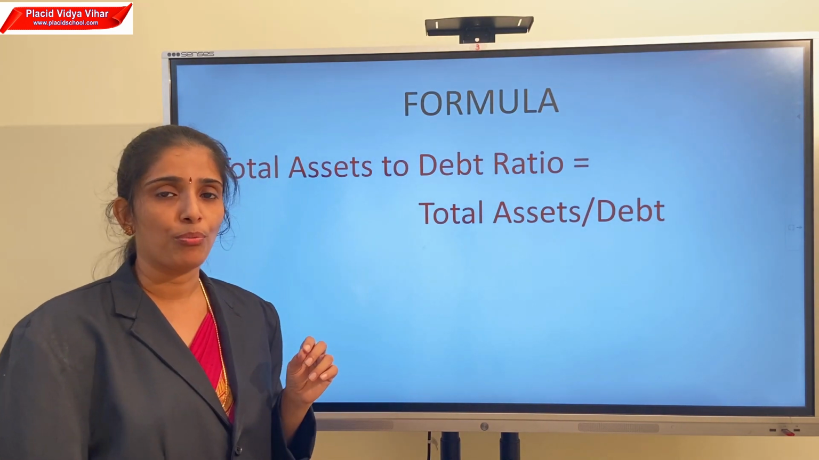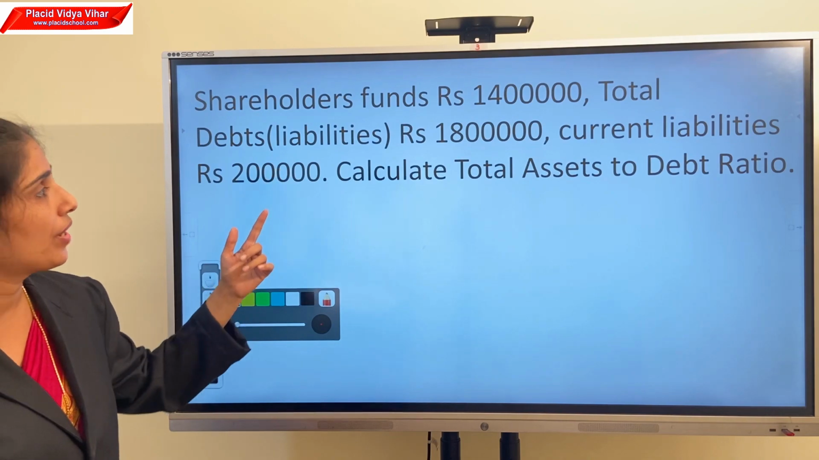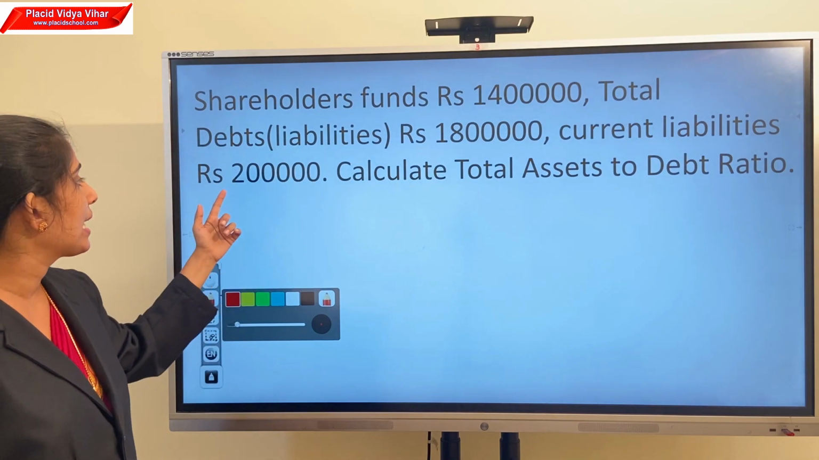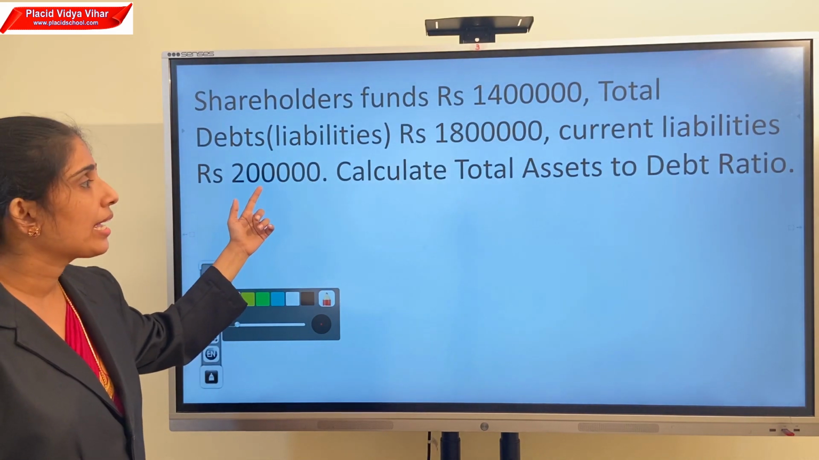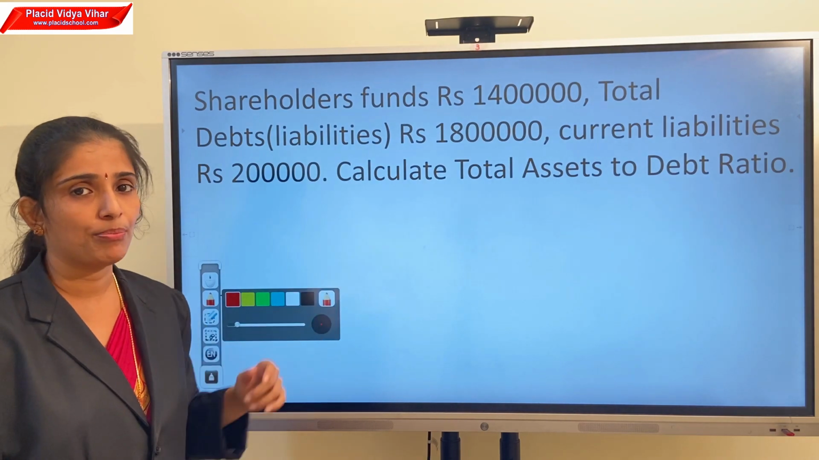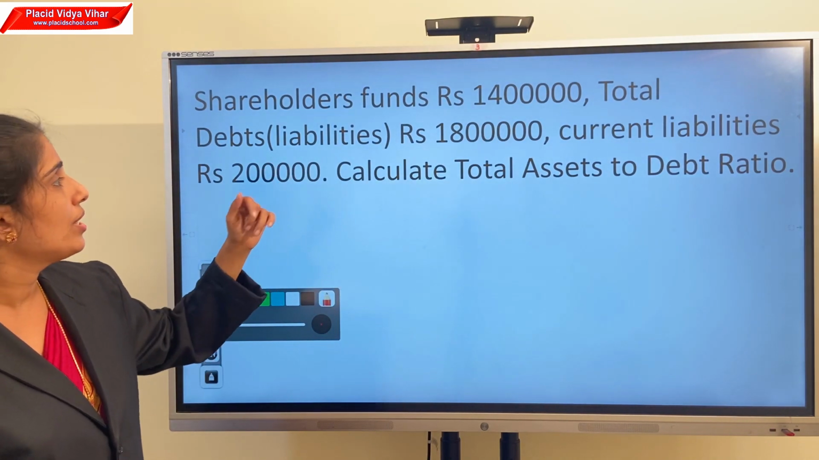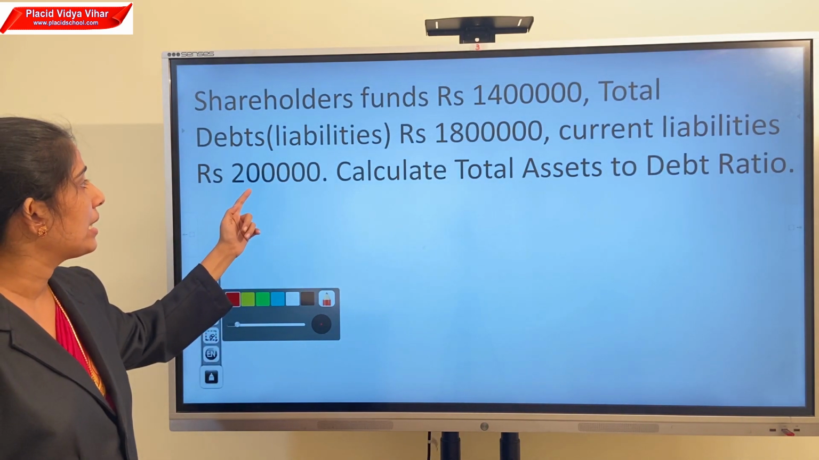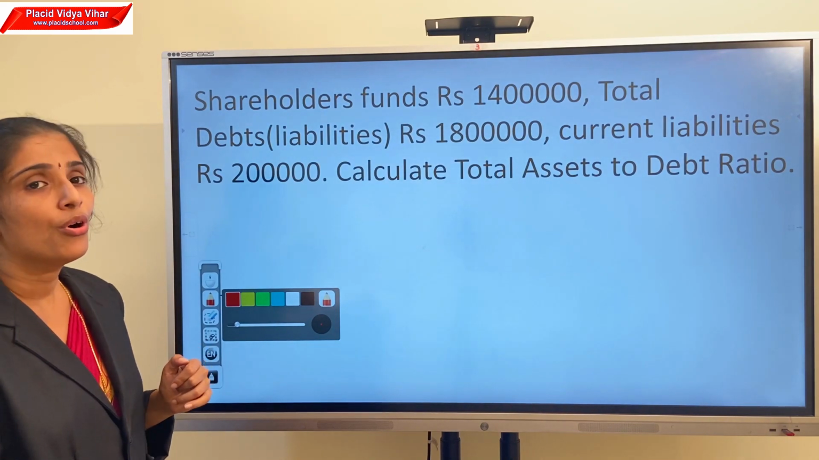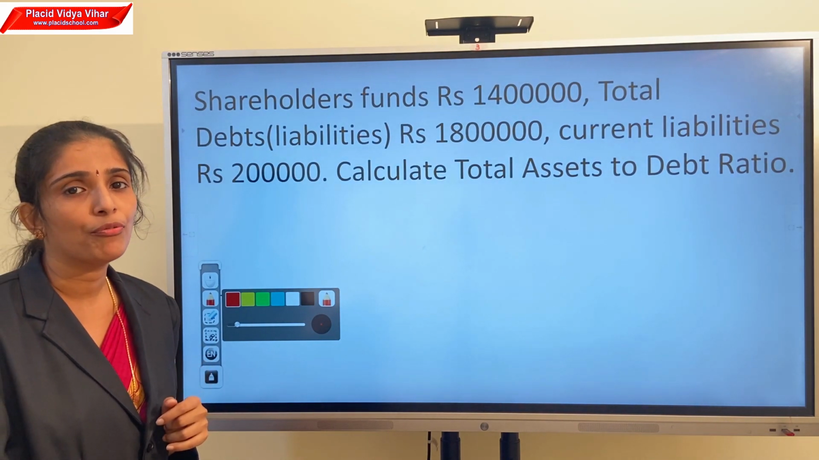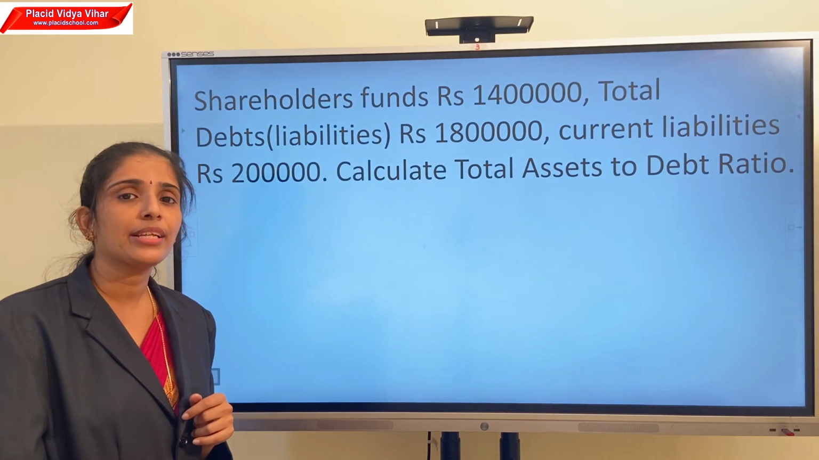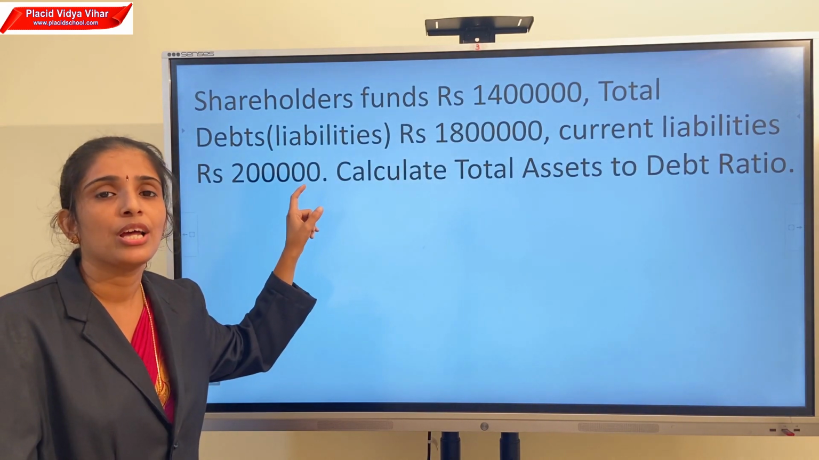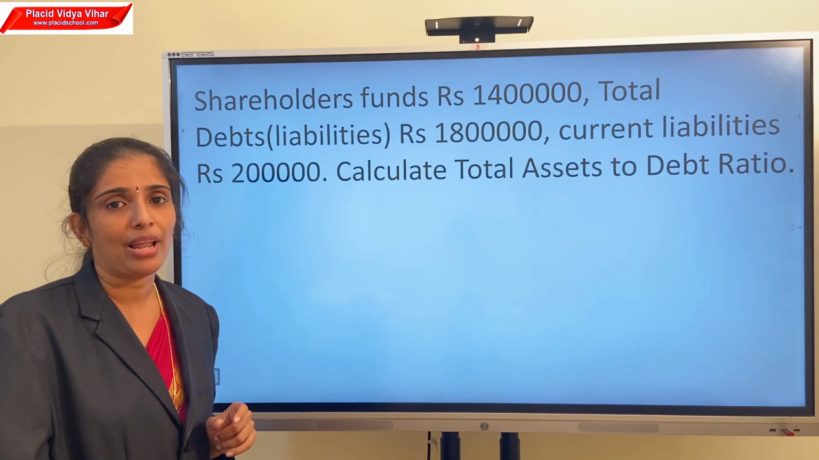Then we are going to discuss a problem. In this case, shareholders' fund is rupees 14 lakhs, total debts is 18 lakhs, current liability is 2 lakhs. Calculate total assets to debt ratio. Here, shareholders' fund, total debt and also current liabilities are given. So firstly you calculate the total value of assets. For calculating the total value of assets, just take the total of the liabilities, because total of assets is equal to the total of liabilities.